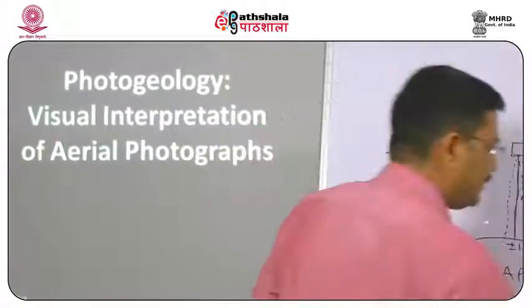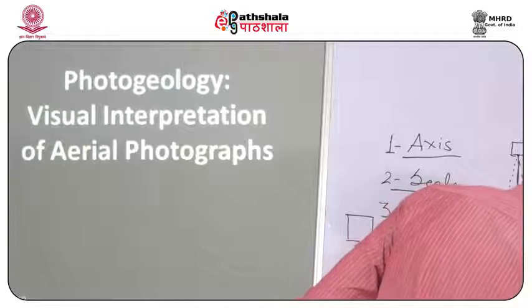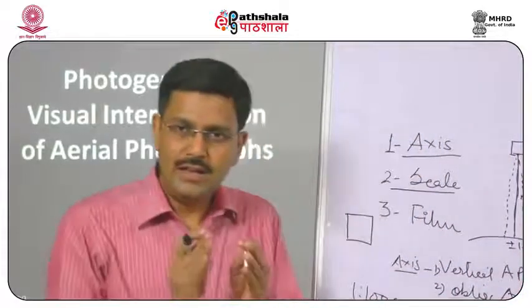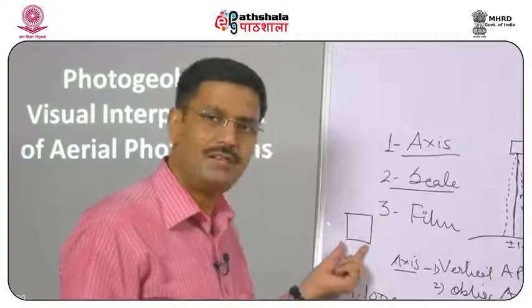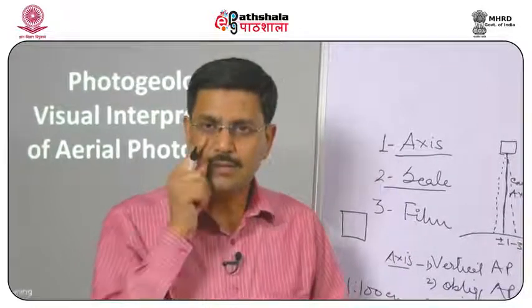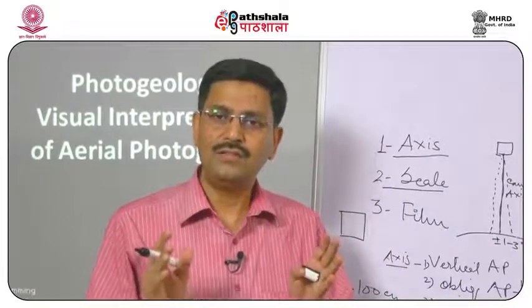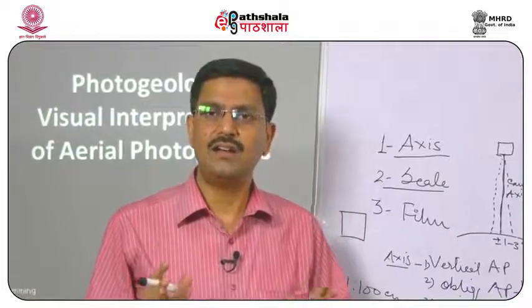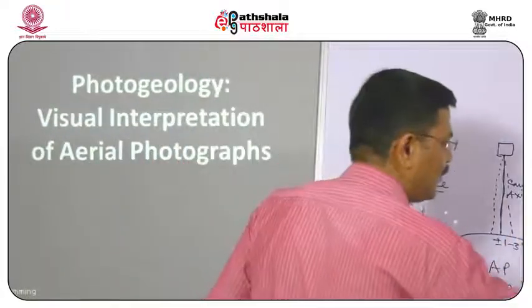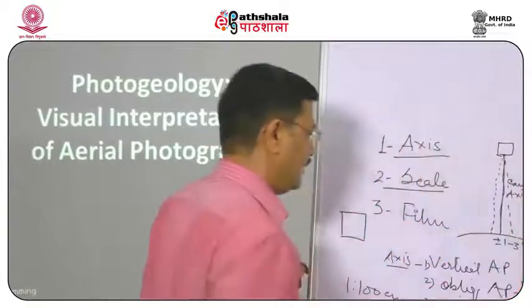But if the scale is small, that means more than 1:30,000, then the area covered by one aerial photograph will be large, but the details will be less. You cannot segregate smaller and finer details. So, on the basis of scale, we can classify aerial photograph into 3 categories.